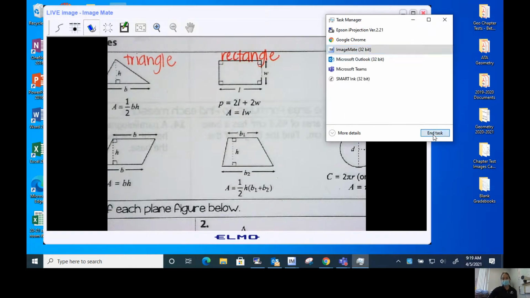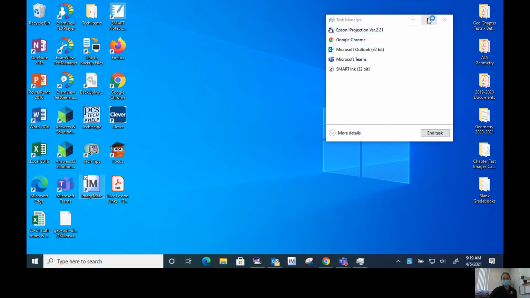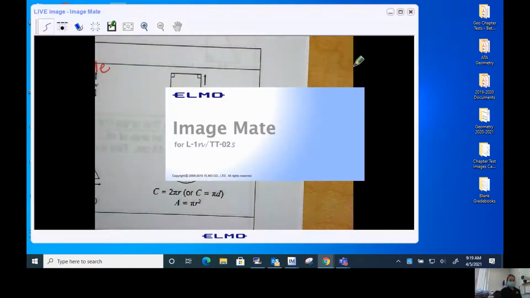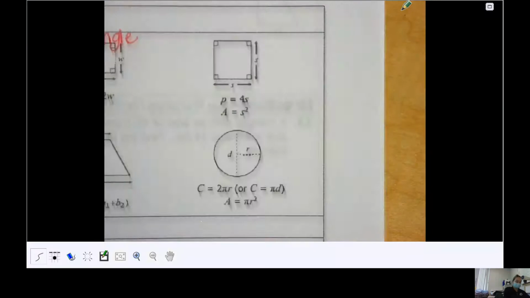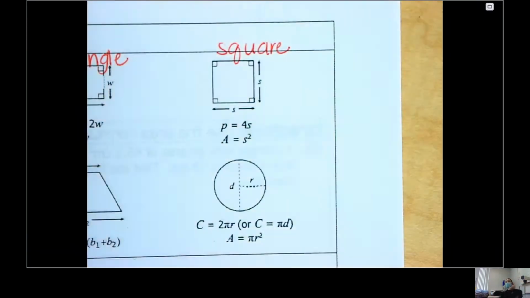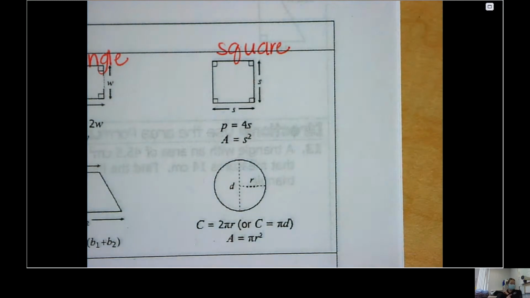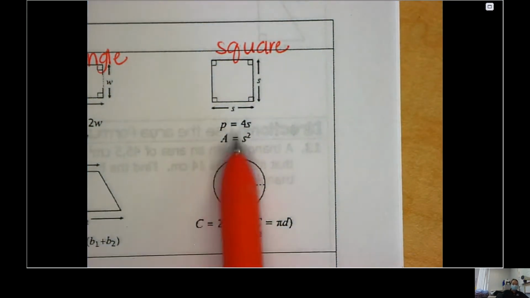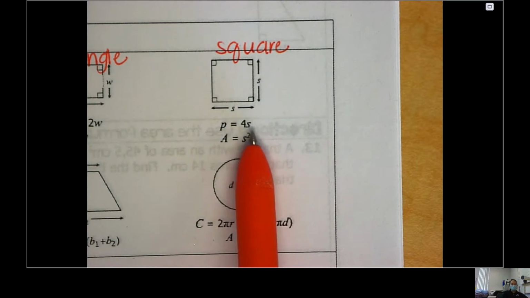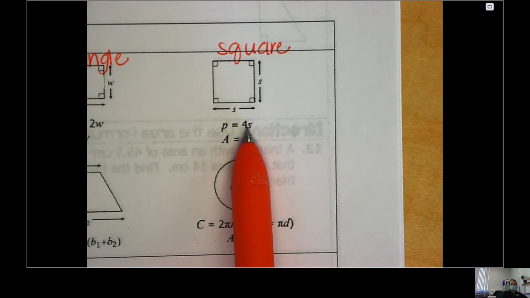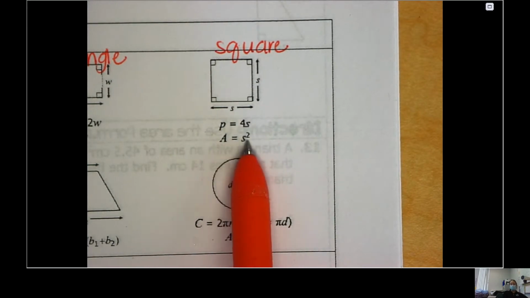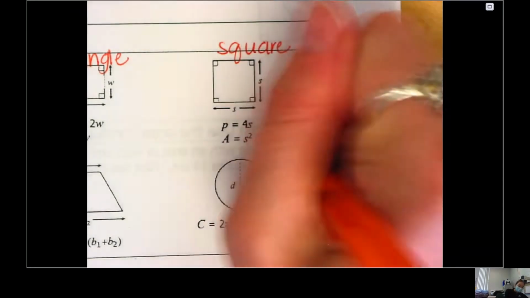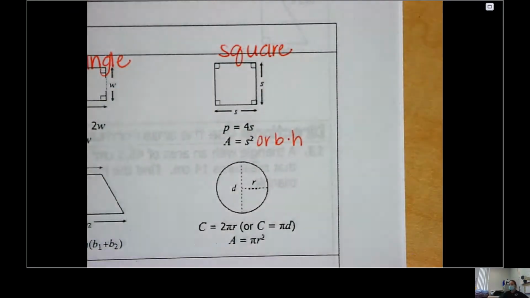Give me 1 second. My thing just froze. So I'm going to show you where the squared button is on your calculator in just a moment. But again, the P stands for perimeter. If you multiply the sides by 4, that'll give you the perimeter. But to find the area, you can do side squared or you can do base times height. You're going to get the same answer. It's just whatever floats your boat, whichever one you prefer to do.